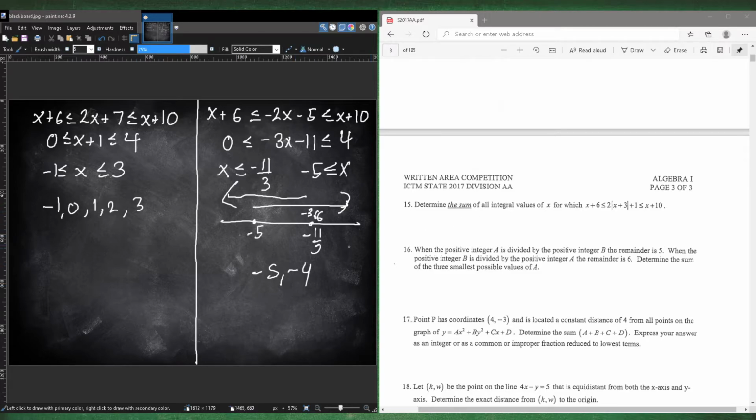Then finding the sum of it, the 2 and the -2 cancel, the 3 and -3 cancel, and the -1 and 1 cancel each other. 0 is nothing, so your only sum left is -4. And that's your answer for number 15.